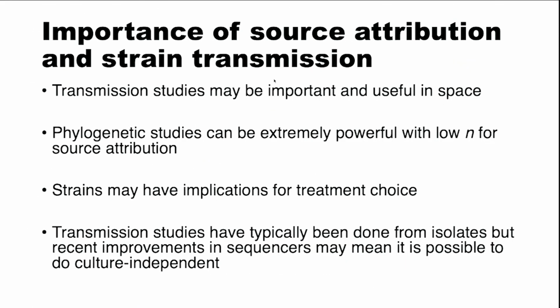Okay. So last slide, I think transmission studies are important. They're really, really useful in clinical microbiology. They're really useful for looking at outbreaks, either national, international, or at a local level. And phylogenetic studies kind of get over the problem of statistical studies in space because they're extremely powerful for source attribution, certainly if you've got a database to relate to. And these strains that we have can adapt very quickly, and the type of strain that an astronaut might be infected with has implications for treatment. It should be possible to do these kind of transmission studies directly from clinical samples in the future.